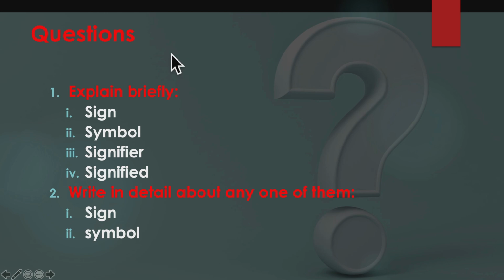Next, it's time to discuss questions. Question number one: explain briefly sign, symbol, signifier, signified. Question number two: write in detail about any one of them.